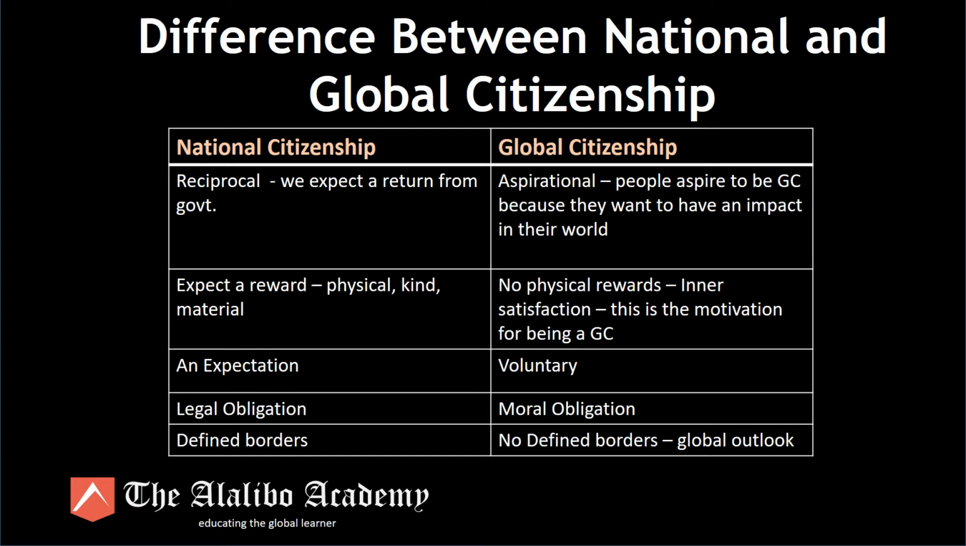Now, let's take a look at the key differences between the two categories. National citizenship is reciprocal, right? What does that mean? It means that we expect a return from the government. This relationship is based on mutuality, suggesting that we do something for the government, and the government does something for us. For example, we pay taxes to the government, and the government in turn provides services, right? So taxes equal services, many services the government provides.